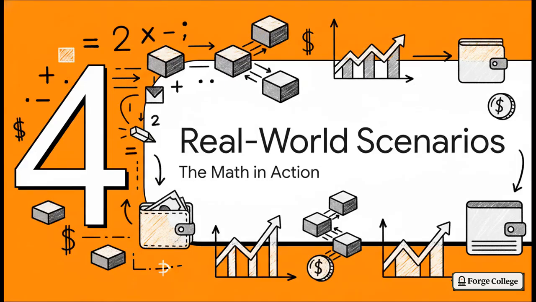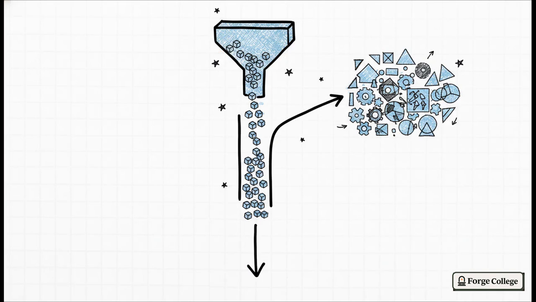Let's hit section 4. 3 real-world scenarios. Seeing the math in action. We're going to take our concierge model and run a test batch through it just to see how these policy choices actually impact the bottom line.